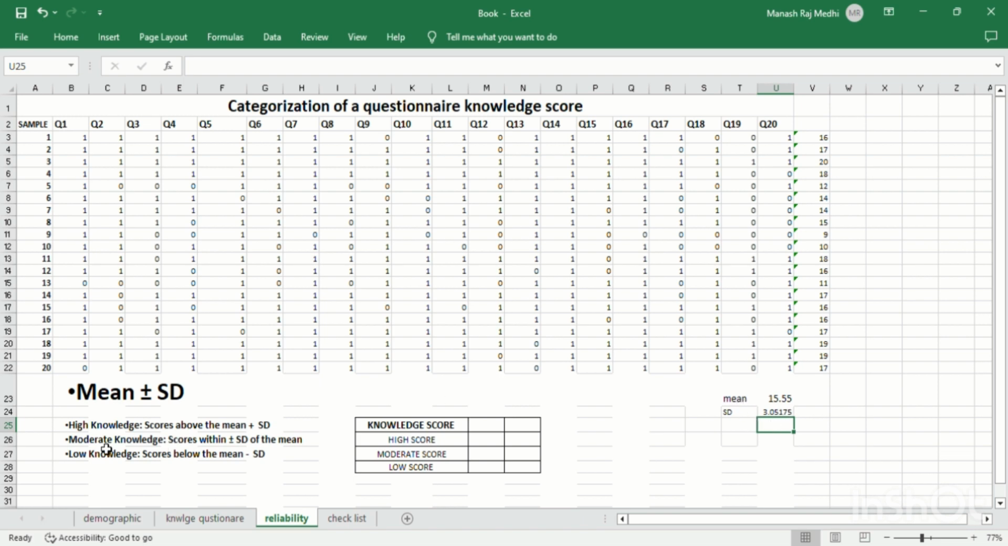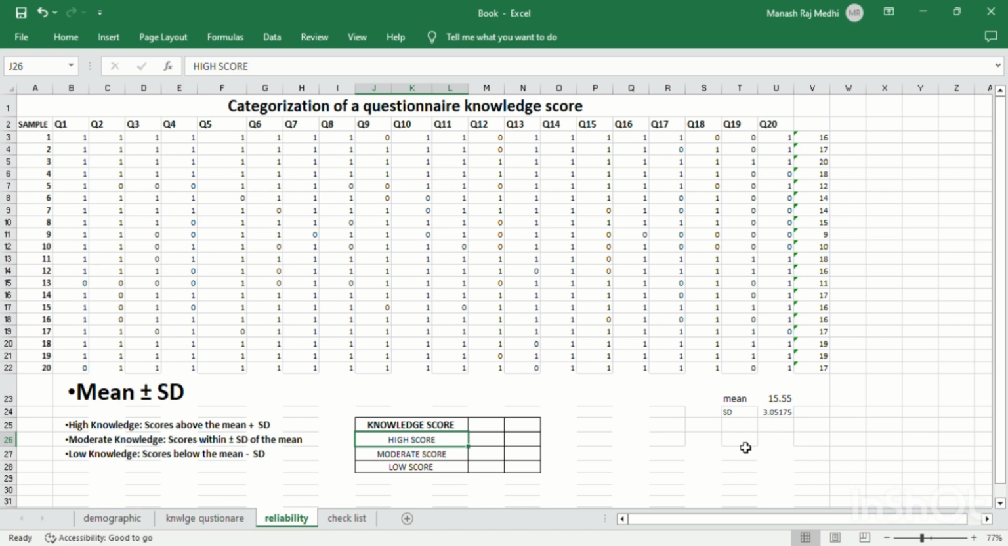Now we can categorize, or we can establish the boundary of the knowledge score. So for the high score, how do we calculate it? The scores which come above mean plus SD, we consider as a high score. So score above mean plus SD means we have to add the SD value to the mean. So this is the mean and this is the SD value. To get the high score, we will add these two values.